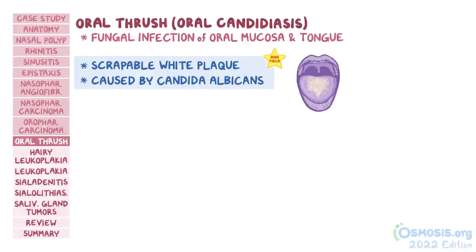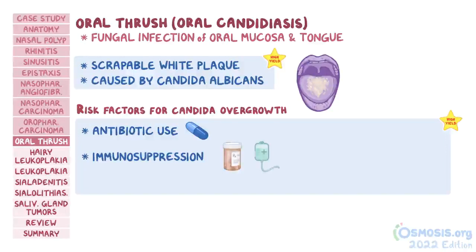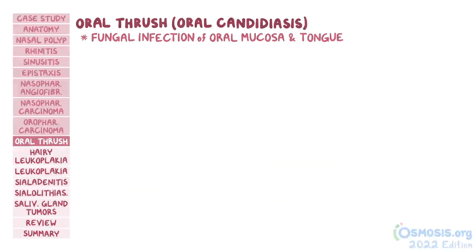For your exams, some important risk factors for Candida overgrowth include recent antibiotic use, as well as immunosuppression induced by treatment with corticosteroids, chemotherapy, radiation therapy, and diseases like cancer, uncontrolled diabetes mellitus, or HIV infection. Finally, another important risk factor for oral thrush is having a condition that causes xerostomia or dry mouth, such as Sjogren's syndrome.